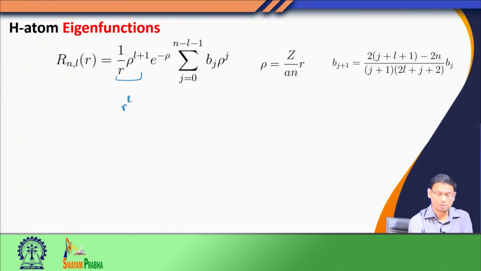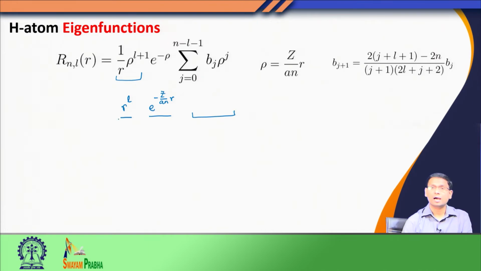So, therefore, from this term, I will get an r to the power L kind of term, where L is the orbital angular momentum of the electron, multiplied by e to the power minus rho, which is again e to the power minus some constant multiplied by r, but mind you, this constant depends actually on the value of n. So, I have one r to the power L term, another exponentially decaying function, and then I have this polynomial, the power from the power series expansion.